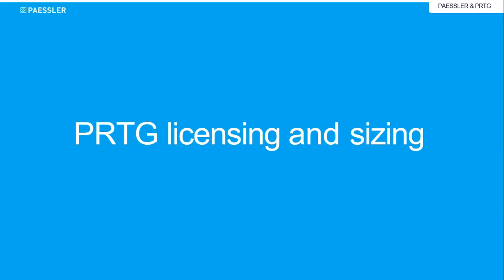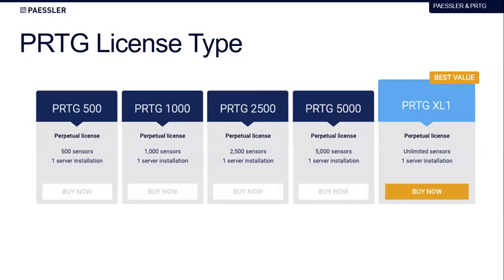Okay, so next will be the PRTG licensing. For PRTG, as I mentioned just now, licensing is calculated by the number of sensors, and the minimum purchase is 500 sensors. Each license is for one server installation. For one server installation, you can install inside the core server, and at the same time, you can install another server as a failover node.